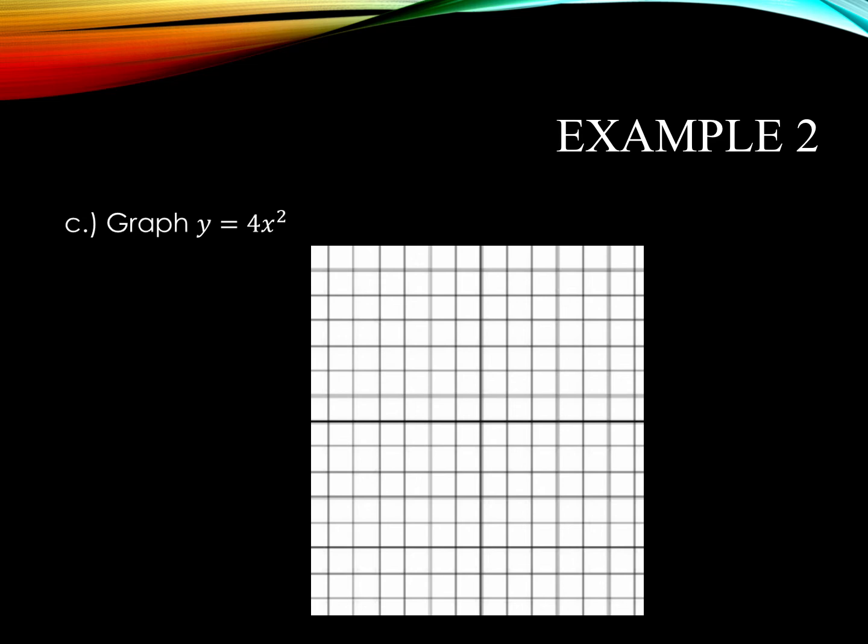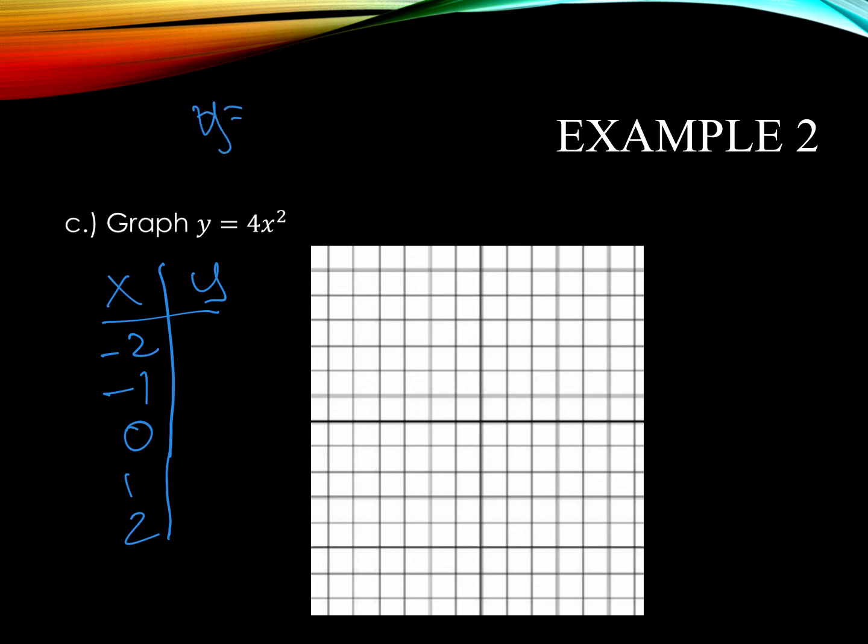And finally, we have example 2, part C. I'm going to graph y equals 4x squared. So again, I'm going to make my table and plot my points, just like you see here. I'm going to continue to use -2, -1, 0, 1, and 2. I'm going to plug them in. So if I show you the first point, I have 4 times -2 squared. Well, -2 squared is 4, so I end up with 4 times 4, which is 16. -1 squared is 1 times 4, will give me 4, 0, 4, and 16.